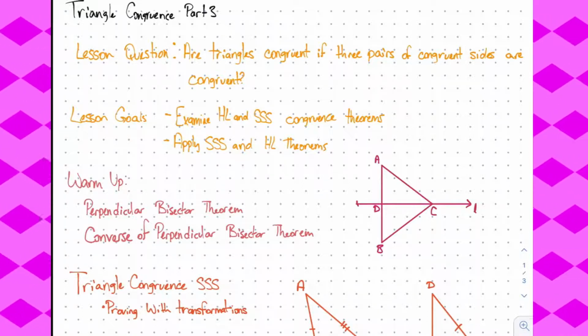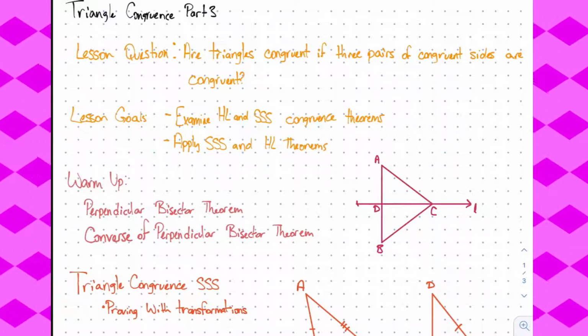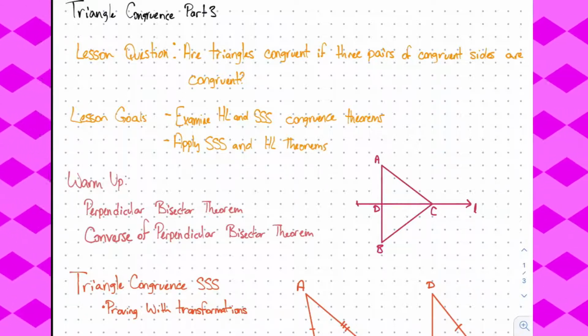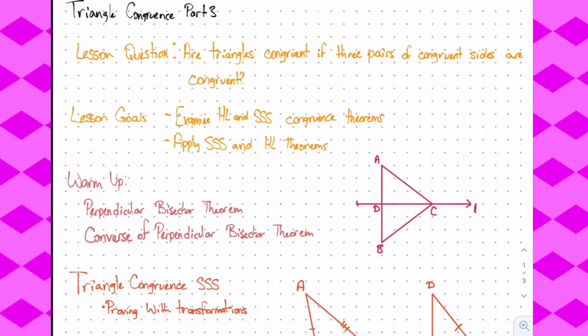But before we get into that, I need to warm up and I need to review the perpendicular bisector theorem. So we've got a couple of blanks I need you to fill in. Pause it now, and then we'll come back in just a couple of seconds to wrap up.